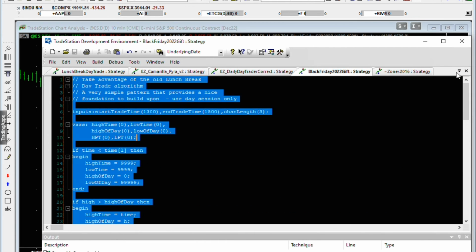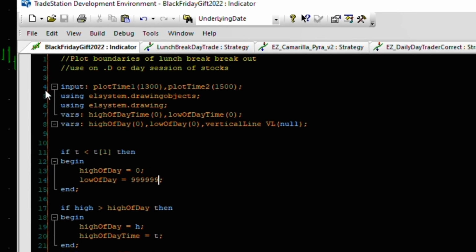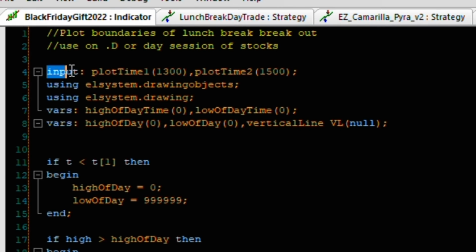Here we go. And then we don't want to do the strategy. We want to look at the indicator. Okay. What I want to do is I want 2 times to be plotted. I want the plot 1 time to be 1300, the plot 2 time to be 1500.